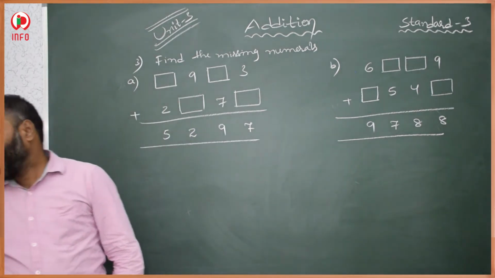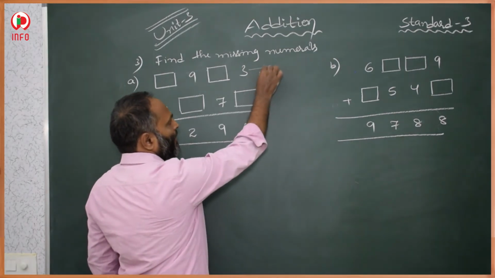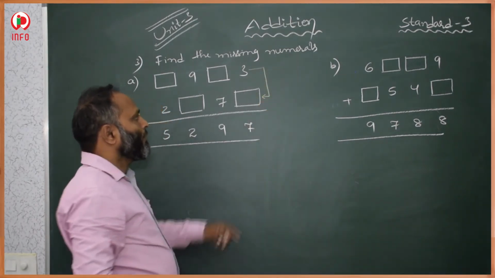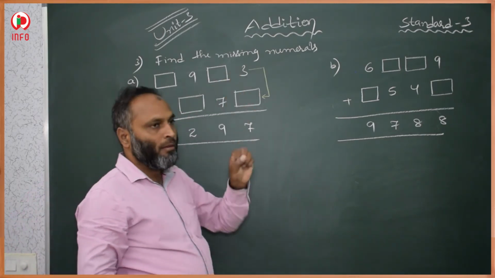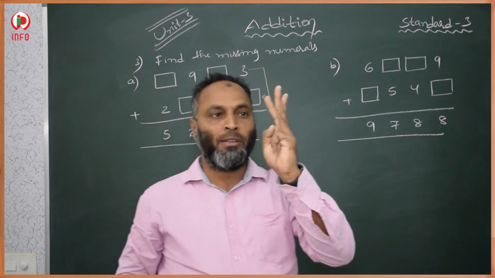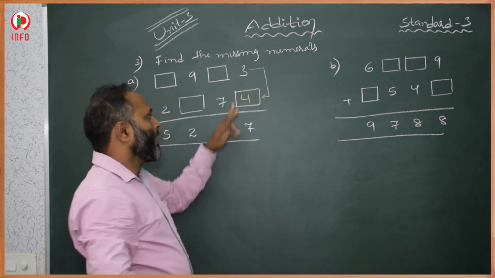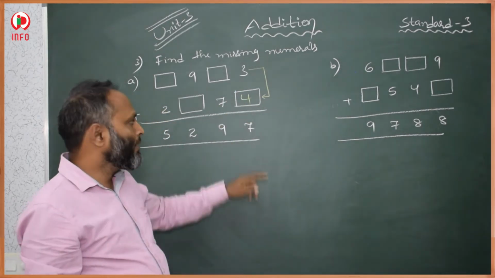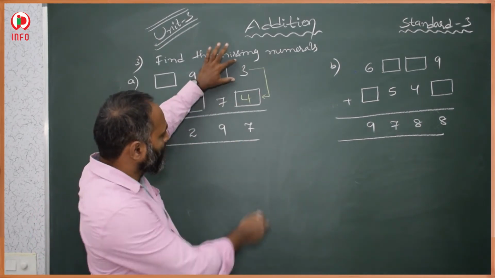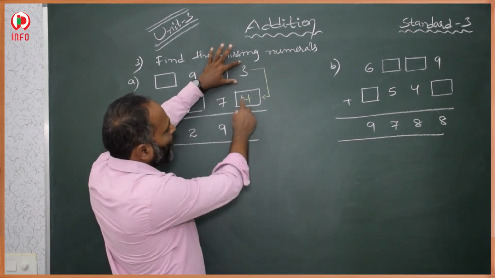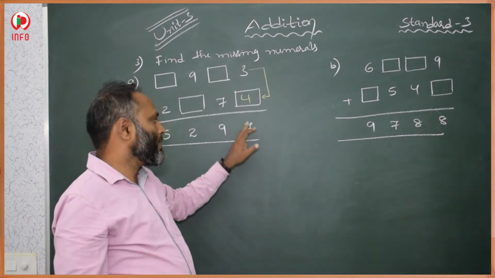Then how to find the 4 numerals? See here. Here 7 is there. For this 3, what number should we add to get 7? 3, 4, 5, 6, 7. If I add 4 to 3, then I get the answer 7. So the missing number is 4 here. First here 3 is there and the answer is 7. If we add 4 to this number, then the answer is 7.